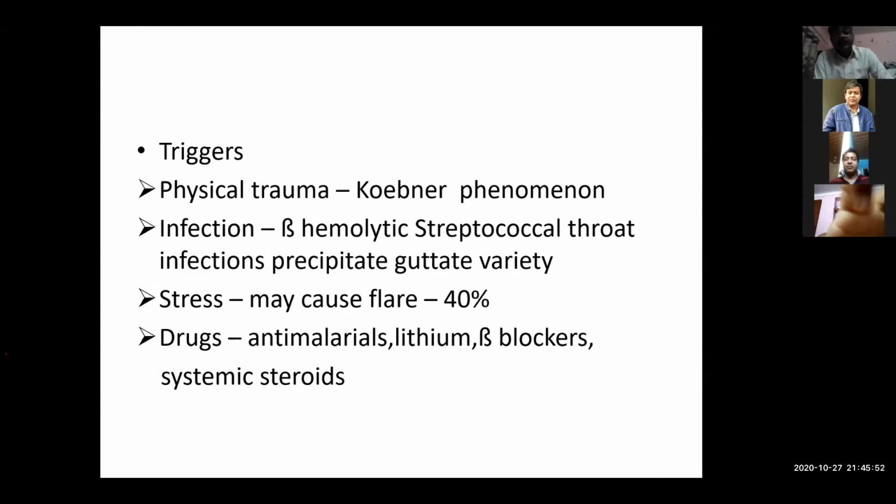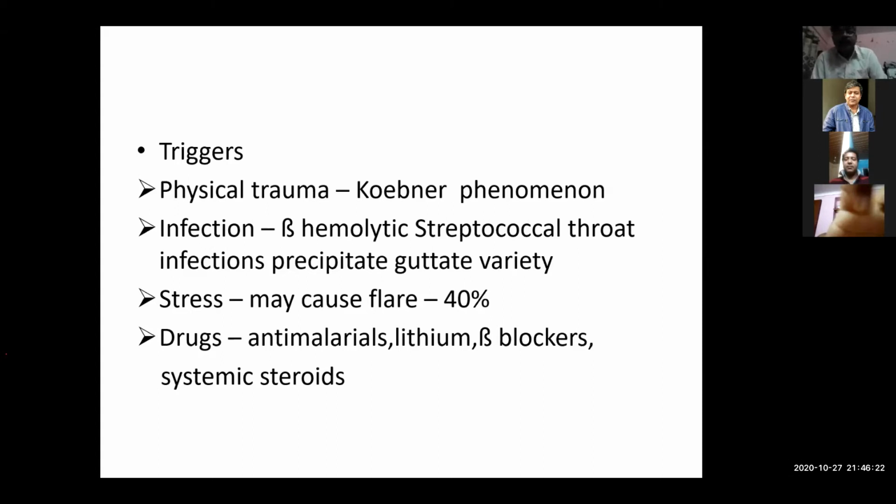Then infections, especially in children: beta hemolytic streptococcal throat infections can precipitate the guttate variety of psoriasis. I'll show you what the varieties of psoriasis are and try to show you some slides, the photographs. Stress is a very important cause of flare in 40% of cases. Maybe that young married lady, the stress of marriage had led to a flare-up of psoriasis, which had gone undetected previously. Also, very recently, today evening, I also had a similar patient.